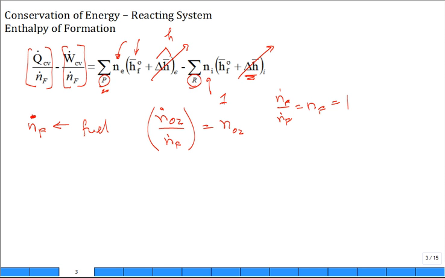But what equation is this? This whole equation? Energy balance. First law of thermodynamics. It's for reacting systems. When you have reacting systems, you have to have the enthalpy of formation, so you have a common datum point for all energy or enthalpy measurements.